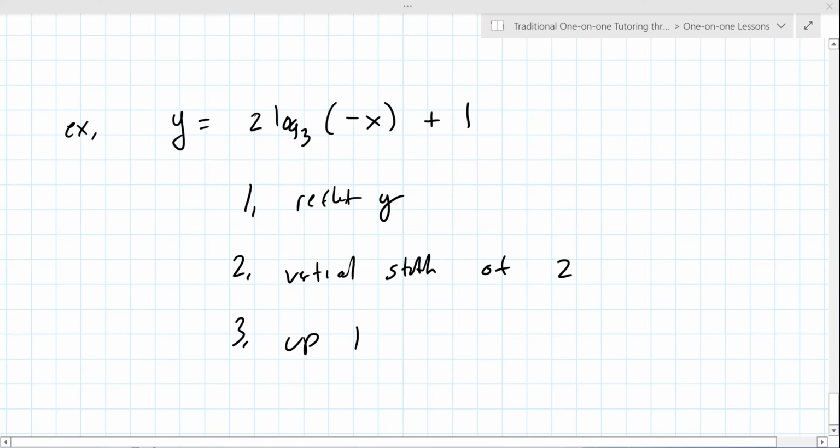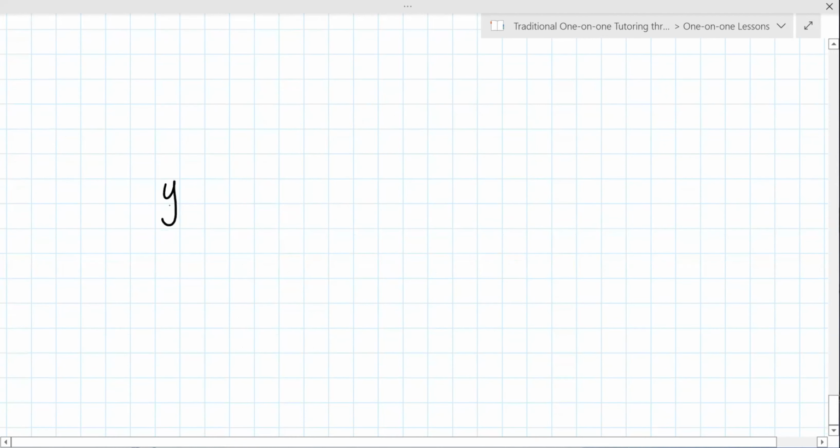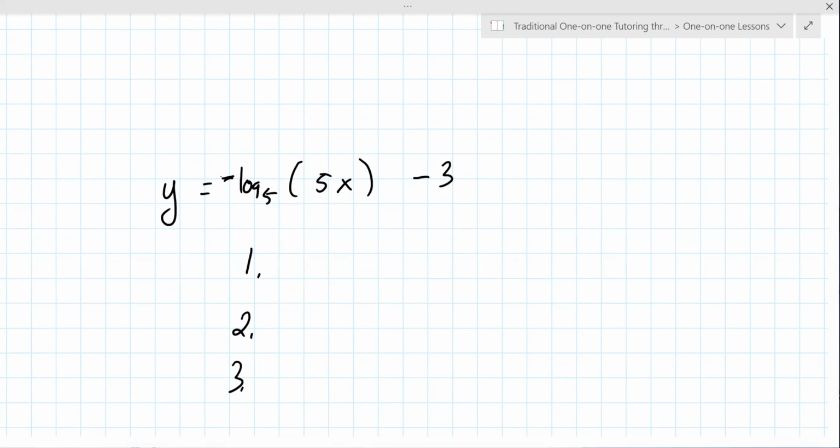Okay, so now let's look at another one here. Let's go y equals log base 5 of x minus 3. This has 2 transformations. Actually, let me add one more here. This one has 3 now. So down 3.